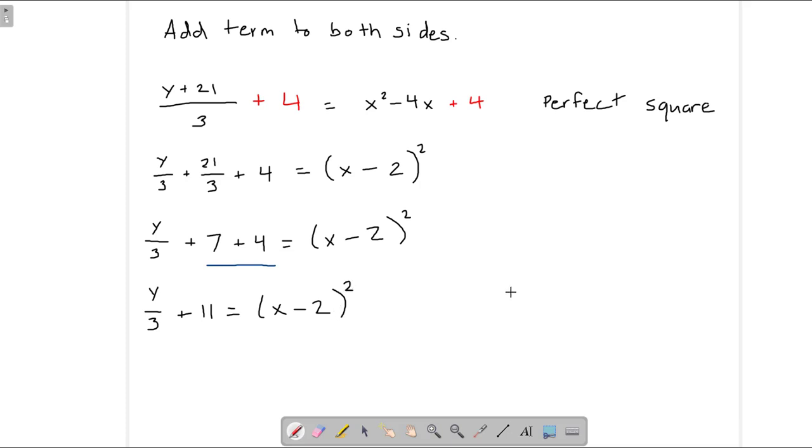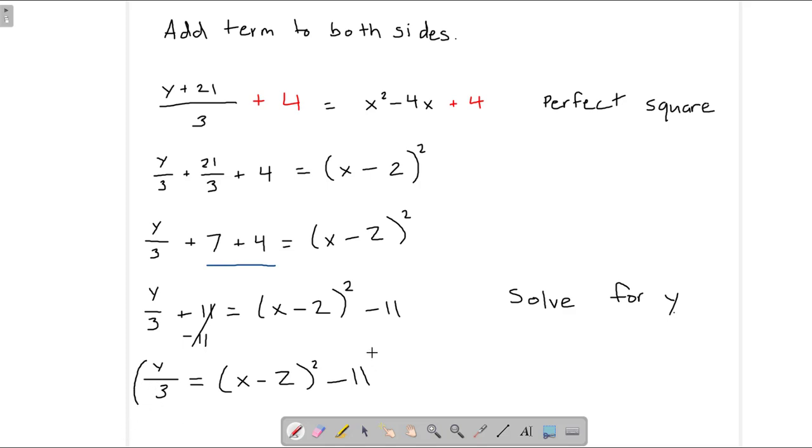And then at this point I'm trying to solve for y, right? So I need to move my 11 to the other side, so let's subtract it from both sides. Cancels there. I have y over 3 equals x minus 2 squared minus 11. And the last thing that I need to do is multiply the entire equation by 3 to get rid of that 3 in my denominator down here. So the whole thing will get multiplied by a factor of 3.